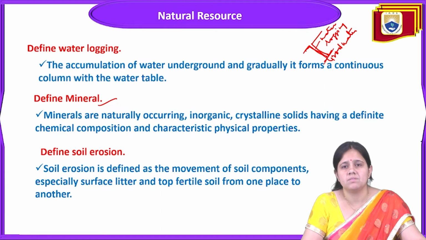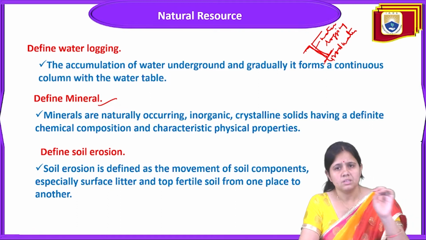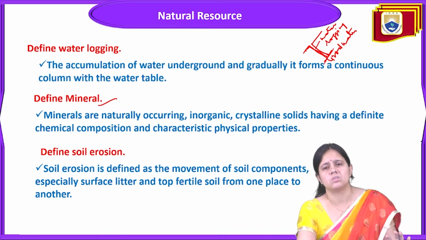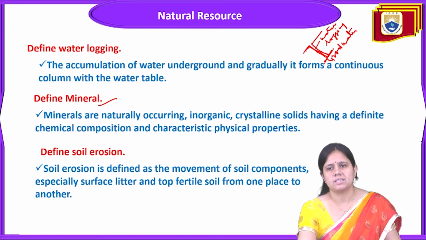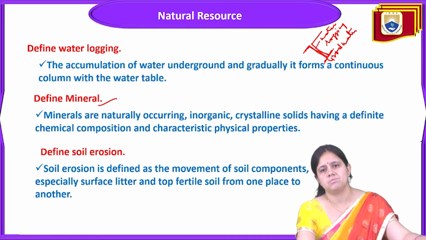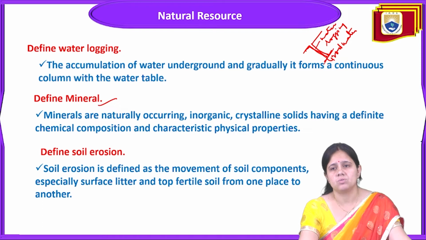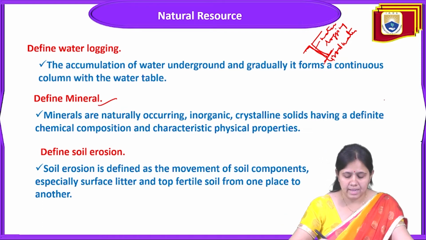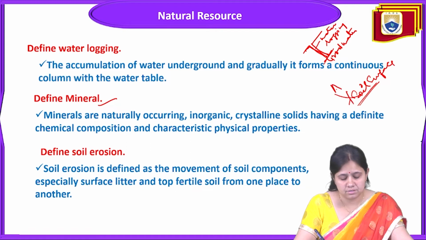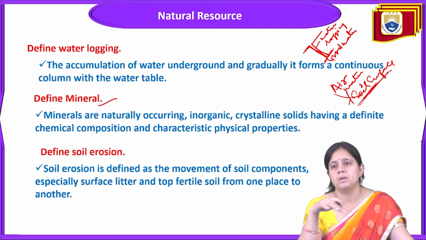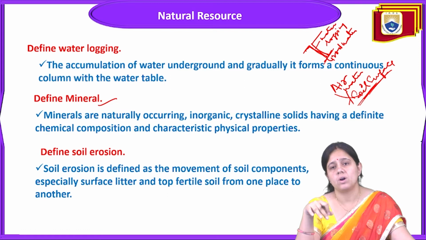The next definition is related to soil erosion. Define the term soil erosion. Soil erosion is a very important term related to natural resources, because soil is also a natural resource. We can define it as the movement of soil components, specifically the surface litter and top fertile soil, from one place to another. On the soil surface, due to air and water, there is a displacement of the top layer of soil, which is called soil erosion.